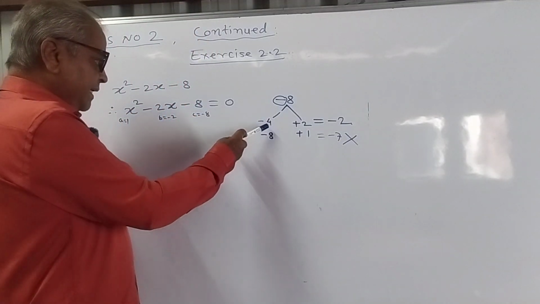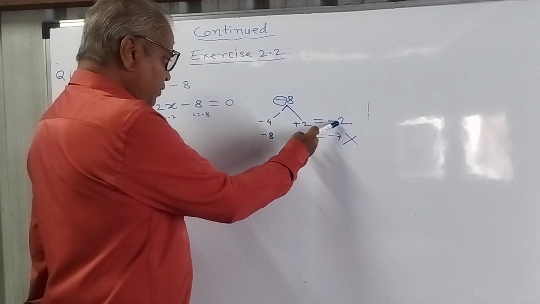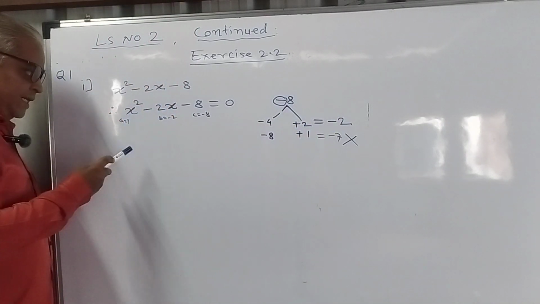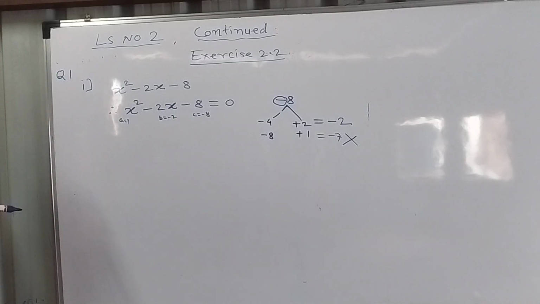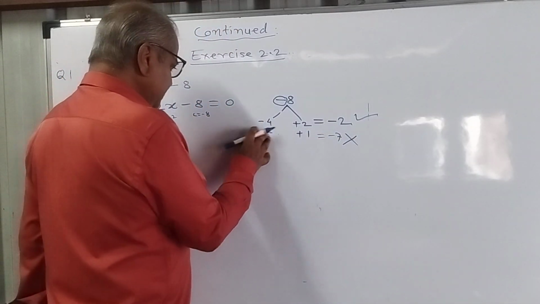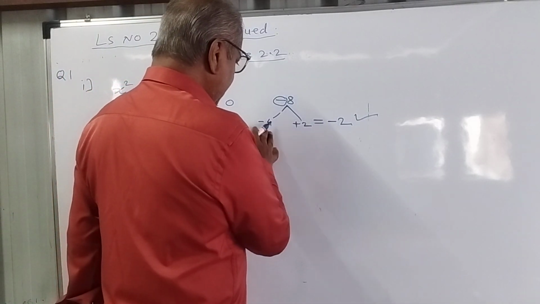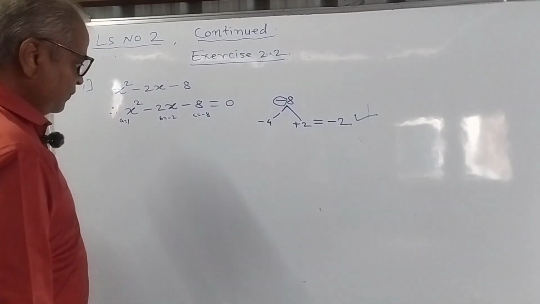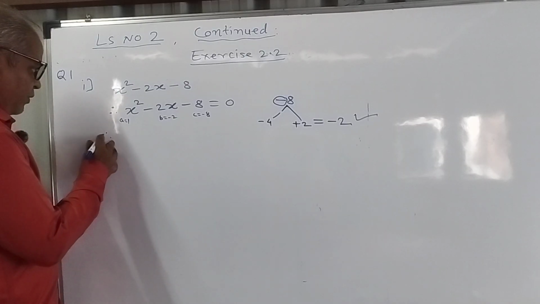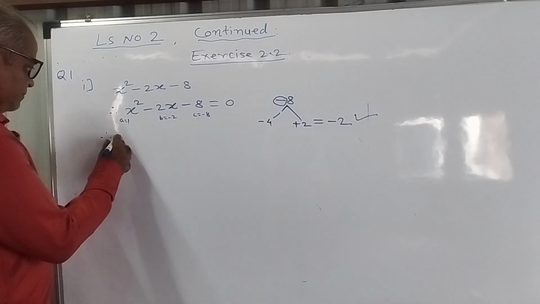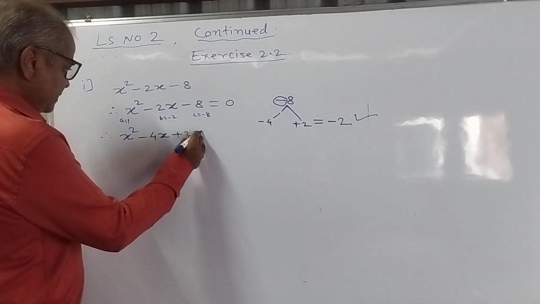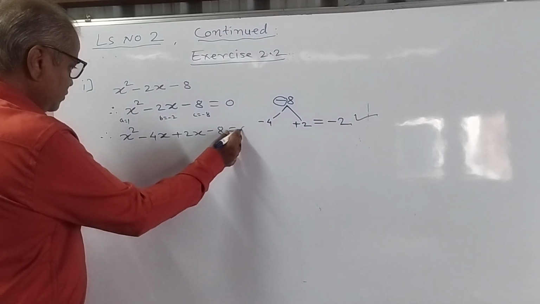But here minus 4 plus 2 will give you horizontal sum minus 2, which is equal to the coefficient of x, that is b. That's why this splitting is correct. Now if we practice more and more, you can directly write the splitting minus 4 plus 2. Now by using this splitting, we can write 4 terms instead of 3 terms. x square minus 4x plus 2x minus 8 is equal to 0.